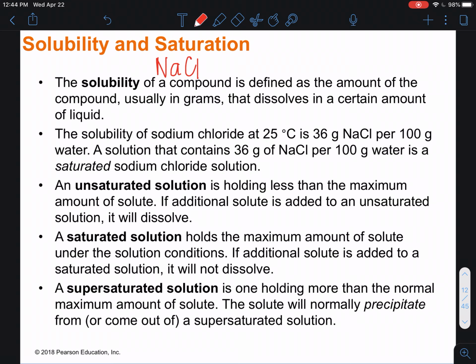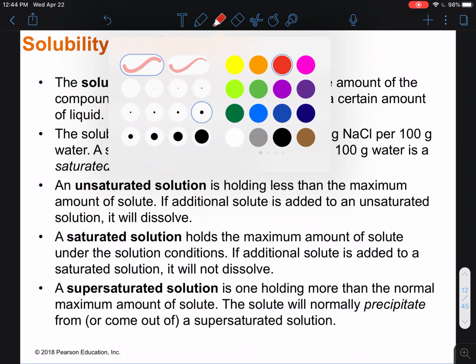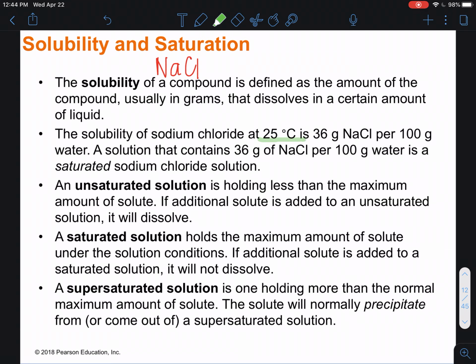First of all, the solubility of salt is temperature dependent. The solubility of sodium chloride at 25 degrees Celsius is 36 grams per 100 grams of water. That means that in 100 grams of water at 25 degrees Celsius, we can throw in 36 grams of sodium chloride and be confident that all of it will dissolve. This is called a saturated solution.